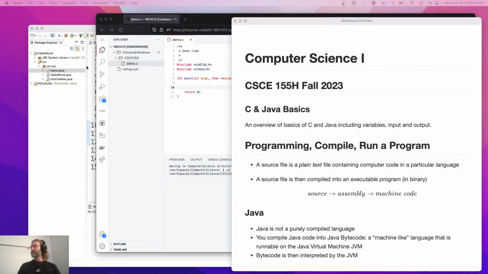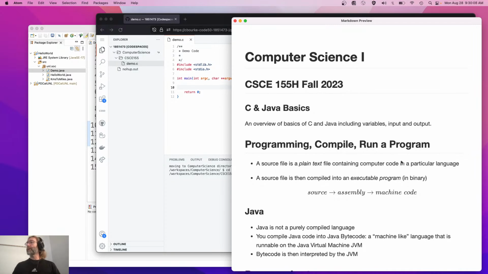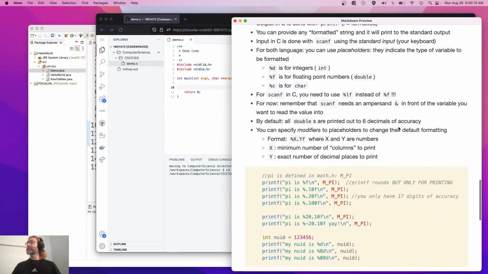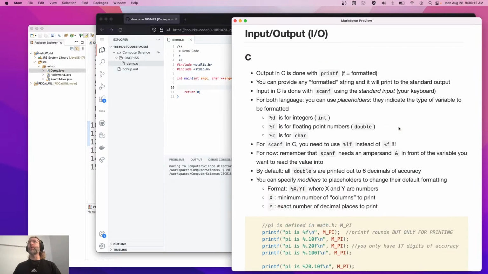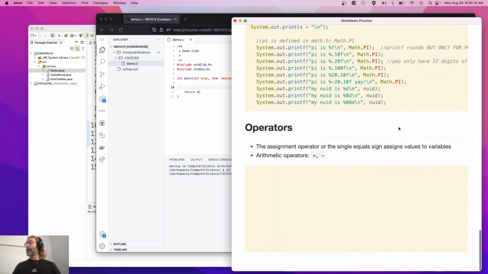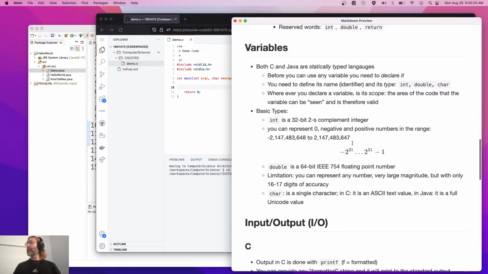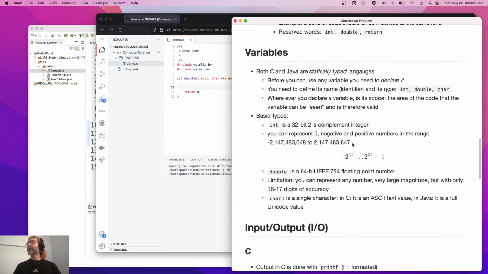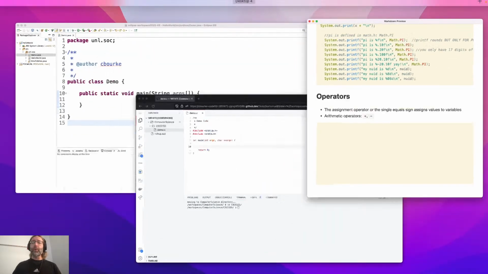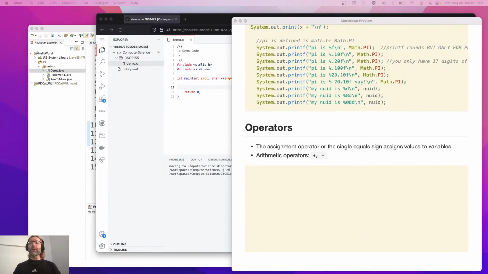So, continuing from last week, we were doing basic I/O programs, and we introduced ways that you can format output in both languages using printf style formatting. And then we talked about variables and variable types. Actually, before we go on to operators, let me reiterate a few things here.